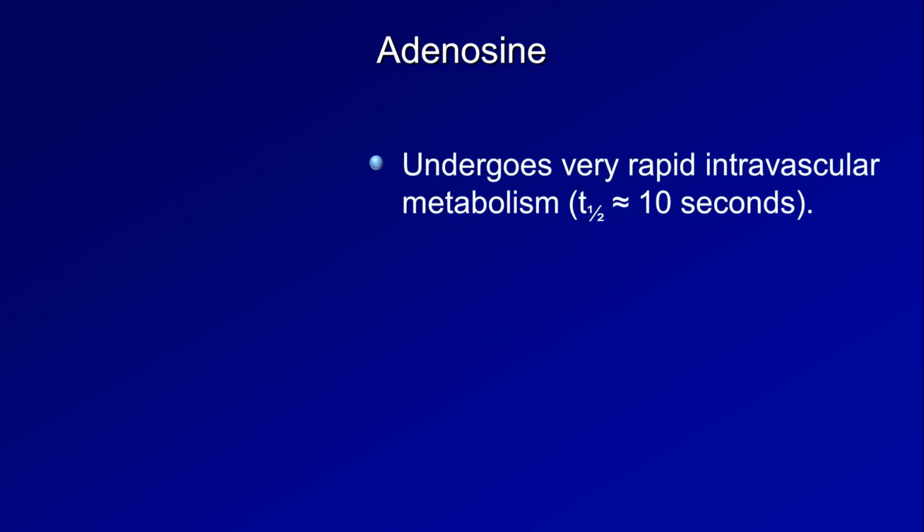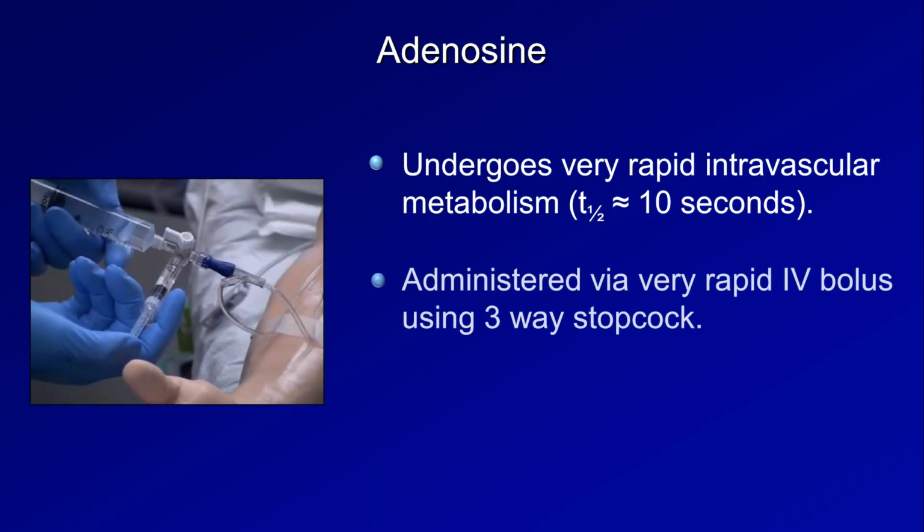One of the most unique aspects of adenosine's pharmacology is its very short half-life, on the order of seconds. Therefore, if delivered too slowly, by the time the medication has been fully injected, the first portion of it has already been metabolized. So one must adopt a slightly unusual means of administration using a three-way stopcock in which the drug, shown here as the small syringe, is quickly pushed. Then the stopcock is immediately turned to the large saline-containing syringe, which is then also rapidly pushed.